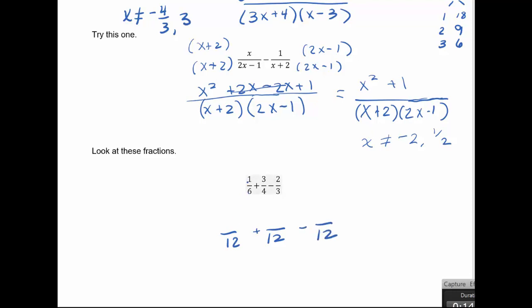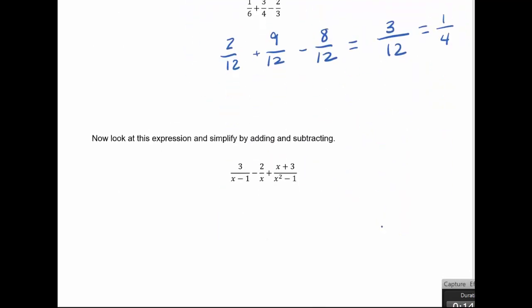6 times 2 is 12. 1 times 2 is 2. 4 times 3 is 12. 3 times 3 is 9. 3 times 4 is 12. 2 times 4 is 8. You keep your denominator and you add or subtract across the top. So 2 plus 9 is 11. 11 minus 8 is 3. You can reduce this fraction. 3 divided by 3 is 1. 12 divided by 3 is 4.